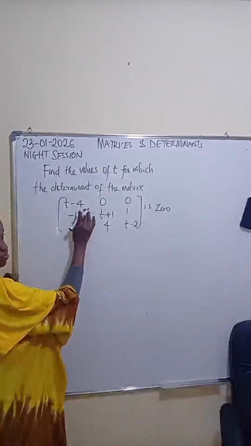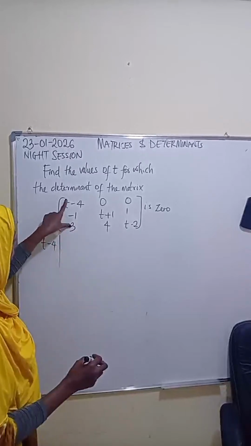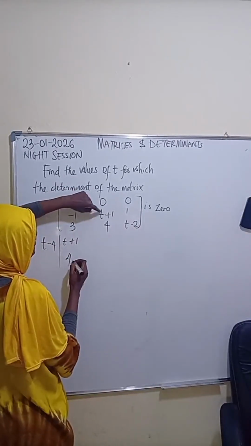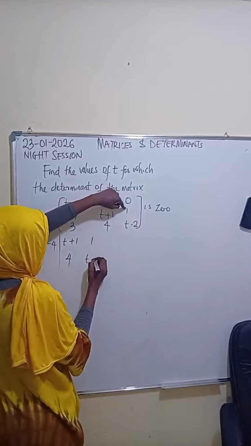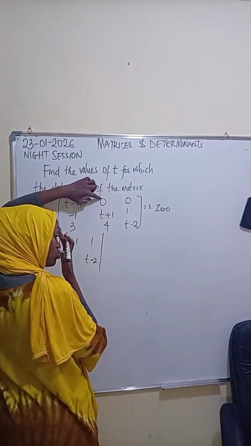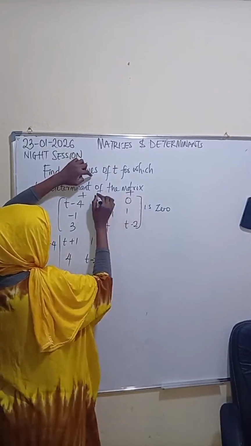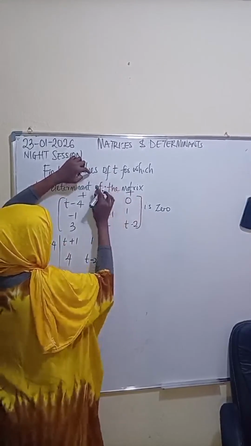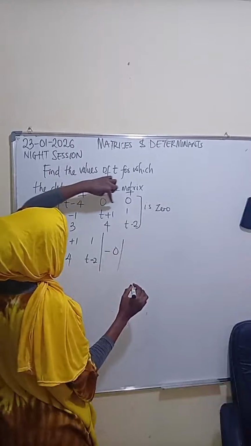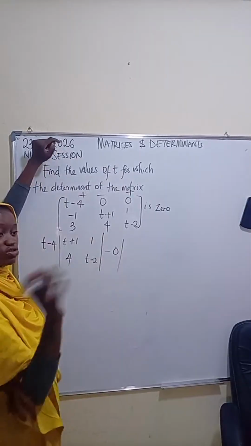So let's pick the first value of the row: 3 minus 4. Close all the values of the first row and the first column. What will be left is t plus 1, 4, 1, and t minus 2, right? Then we'll move on to the second value on the first row. You know we are doing plus minus plus, so the next one is minus 0. I know that all my values there will be 0.